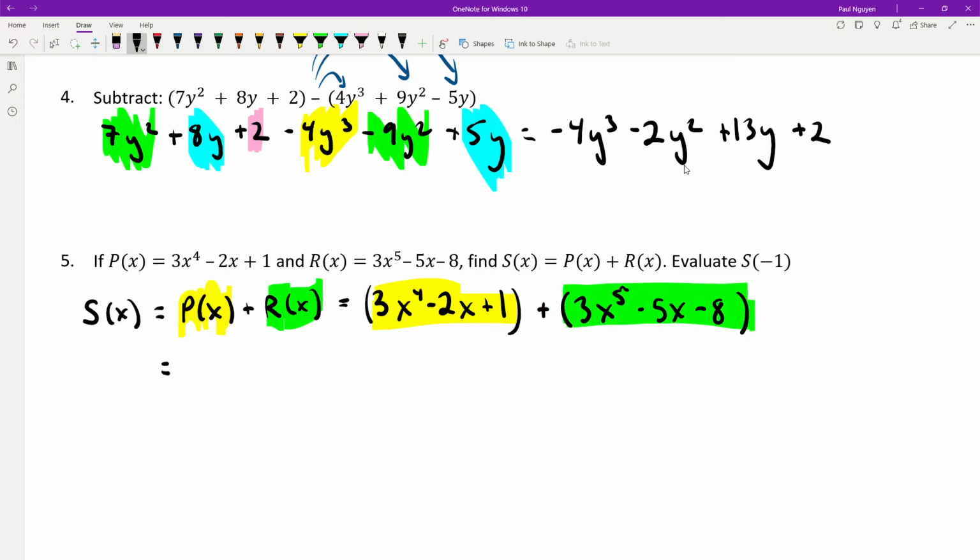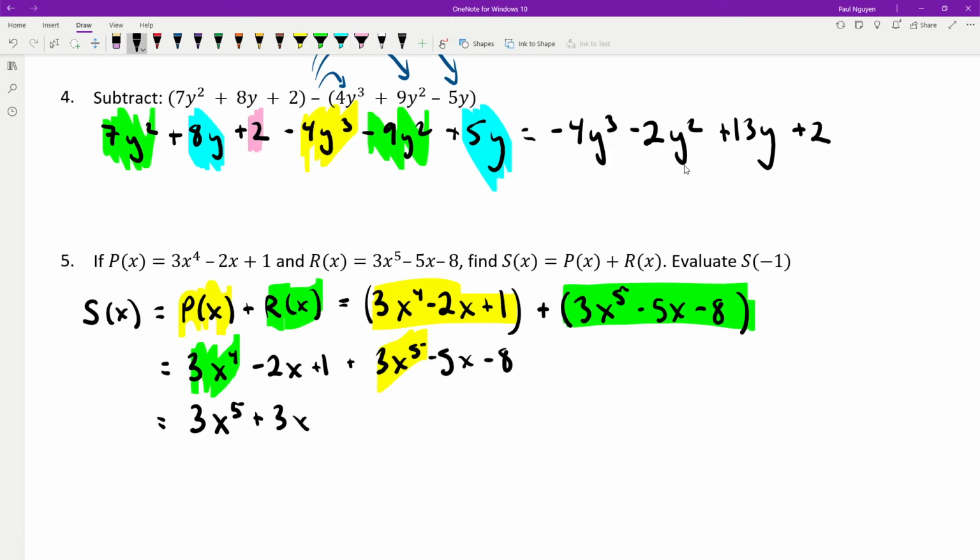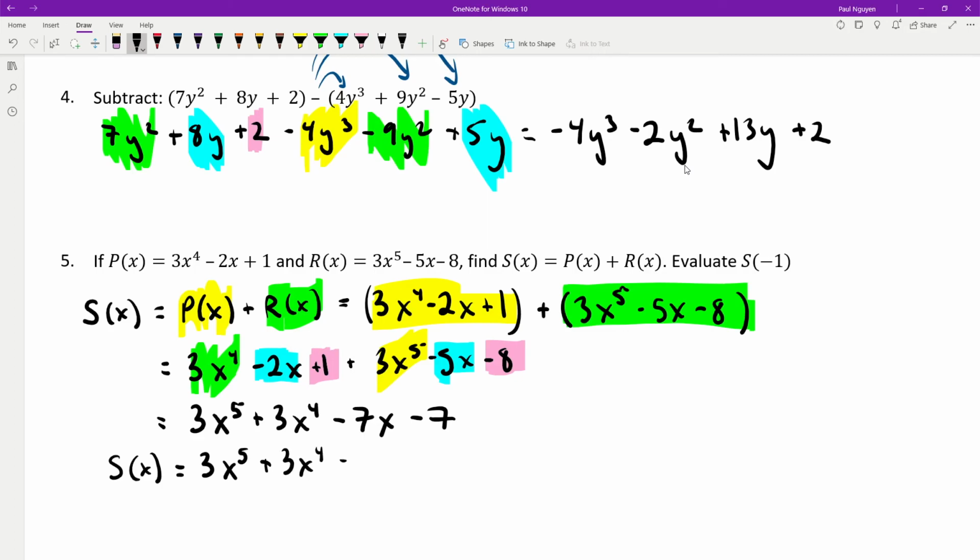Let's get rid of the parentheses. Note with the plus, nothing changes, so this is just 3x to the 4th minus 2x plus 1 plus 3x to the 5th minus 5x minus 8. Now I'll combine like terms in descending order. The highest degree is this 3x to the 5th, so that'll go first. There's only one 5th degree term. Then 4th degree terms, only one again, so plus 3x to the 4th. Then the next degree that we have is 1st degree. There's one here and one here. Negative 2 of something minus 5 of that something is going to be negative 7 of that something. And finally, we have 1 and this negative 8, which would give us a negative 7. So now we know that s of x equals 3x to the 5th plus 3x to the 4th minus 7x minus 7.